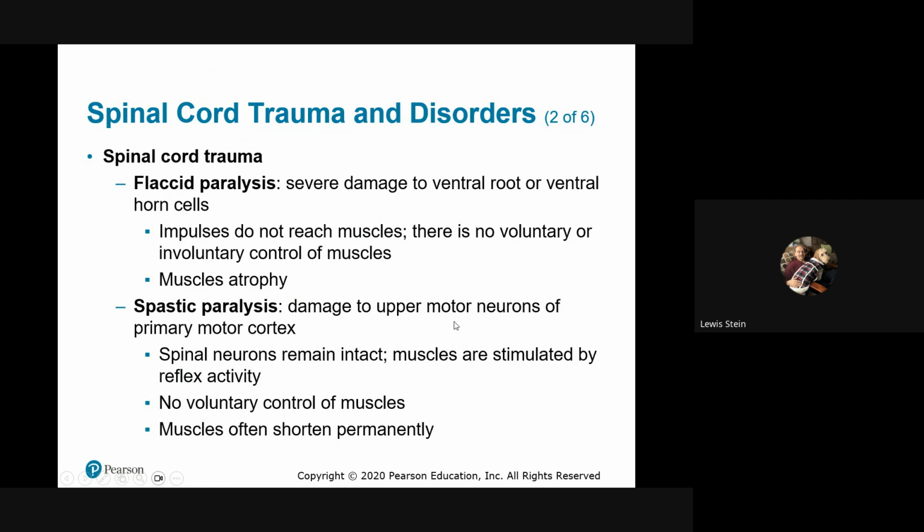You're going to see it's a two-nerve circuit. Nerve from your brain to the spinal cord is called the upper motor neuron. The nerve from the spinal cord to the toe, the finger, the whatever, is the lower motor neuron. Spinal neurons remain intact. Muscles are stimulated reflexly, no voluntary control, and they shorten. And the reason they shorten, again, flexors are always going to overpower extensors.